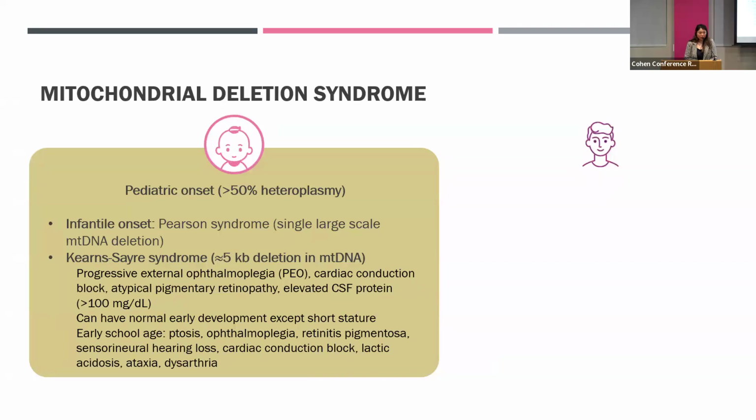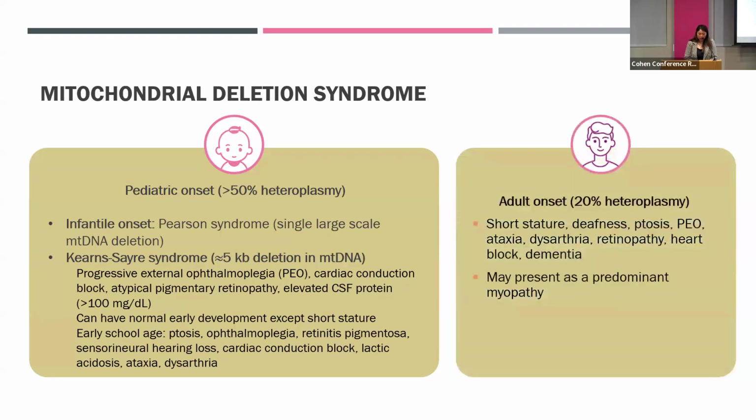And then cardiac conduction block, which is the cause of their mortality most of the time. They can also have pigmentary changes in their eyes. And back when we used to tap more people, they also had elevation of the CSF protein. So they have early normal development, then short stature, and then they develop all of these other problems. The adult onset, we do see these as well.